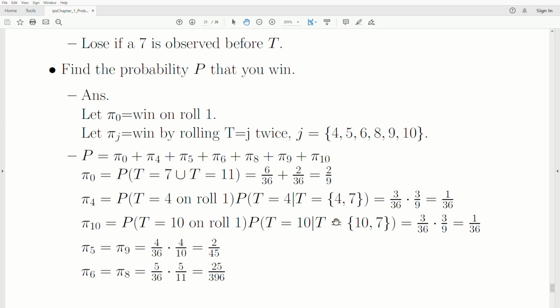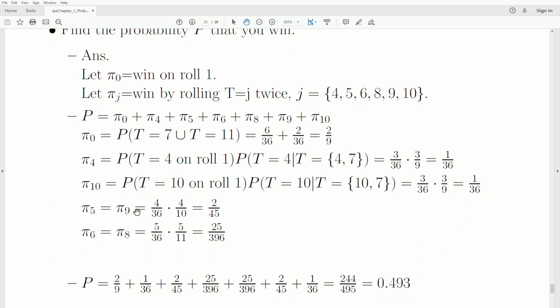Now, since the dice are symmetric, the probability that we roll a 10 twice, pi 10, is the same as pi 4. So it's the probability that we roll a 10 on the first roll times the probability that we roll a 10, given that we've rolled a 10 or a 7 and stopped. It's the same probability, 1/36. So pi 5 and pi 9 are exactly the same. So it's 4 over 36 times 4 over 10, which is 2 over 45. Pi 6 equals pi 8, because the dice are symmetric. That probability is 25 over 396.